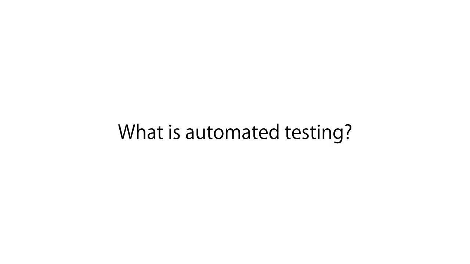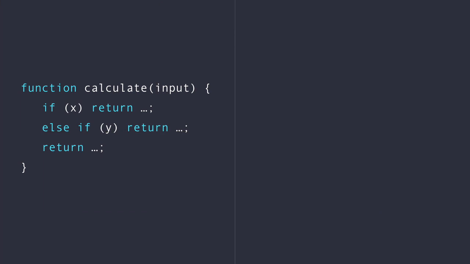What is automated testing? Automated testing is basically the practice of writing code to test our code, and then run those tests in an automated fashion. So here's an example. Imagine we have this function somewhere in our application. It's a basic calculate function. It takes an input, and depending on some conditions, it returns different values.